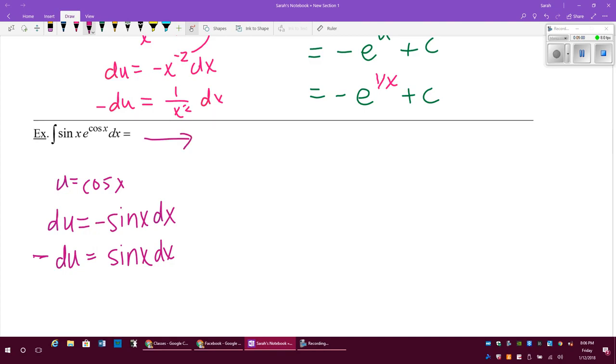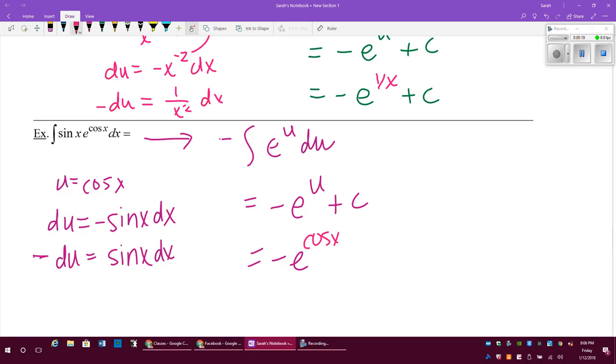And I can rewrite this as negative integral e to the u du. And honestly, all of these have rewritten super, super nice. So negative e to the u plus c to give us a final answer of negative e to the cosine x plus c. And this goes without saying, I think it's good to remember that you can always check your work by taking the derivative and going backwards. It's not a bad idea.